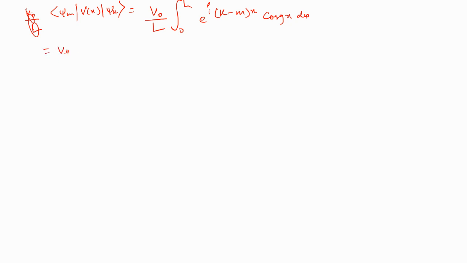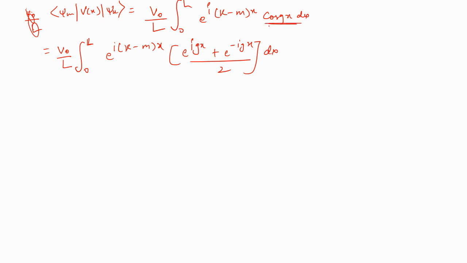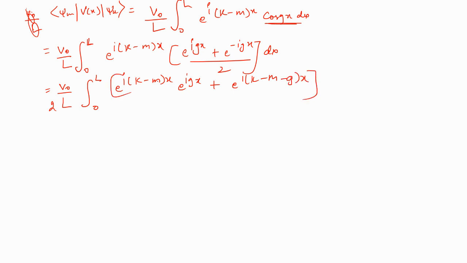Okay, and it will become V naught by L, integral 0 to L, e raised to the power iota k minus m x, into e raised to the power iota gx plus e raised to the power minus iota gx upon 2, right? I can write cos gx this way, right? Then V naught by 2L, integral 0 to L, e raised to the power iota k minus m plus g x plus e raised to the power iota k minus m minus g x dx.